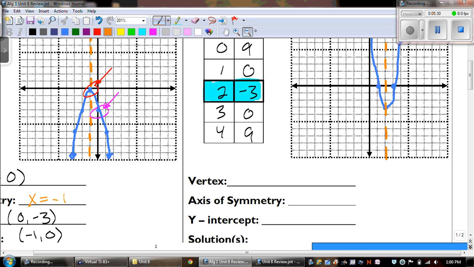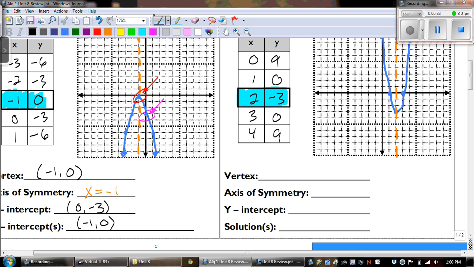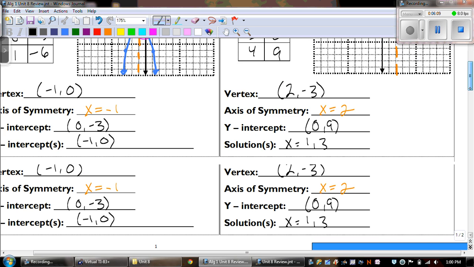All right, so our vertex, we knew that right away. Our vertex was 2, negative 3. Axis of symmetry was what we just drew. It goes straight through the x point of the equation. Our y-intercept is where it touches the y-axis, and that is at the point 0, 9. And then the solutions, this is different now, the solutions is where it crosses the x-axis, and it crosses the x-axis at 1 and 3. All right.